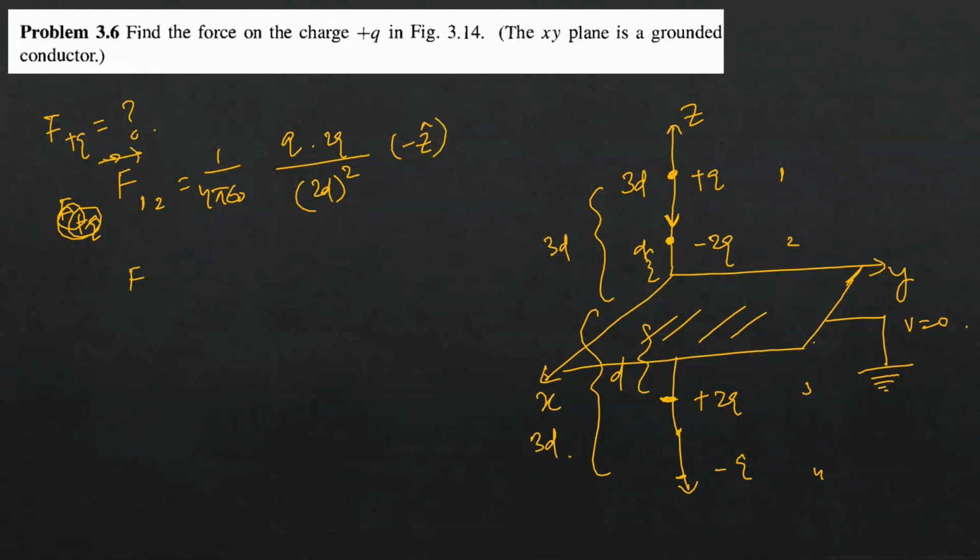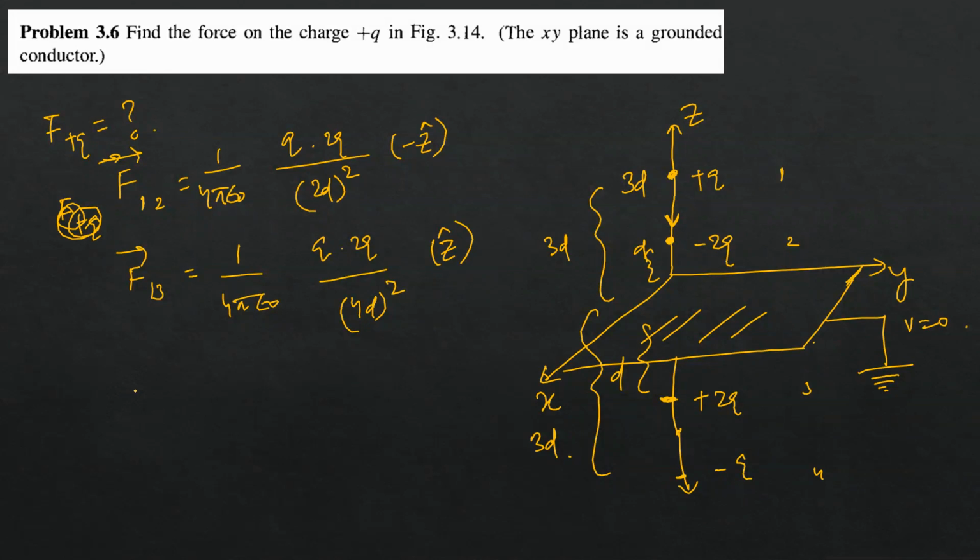Now let's calculate the force because of 3. 1 by 4 pi epsilon naught, q into 2q divided by the distance between them. This is 3d, this is d, so 4d square. What is the direction of force on charge q? Away, because it's a positive charge.